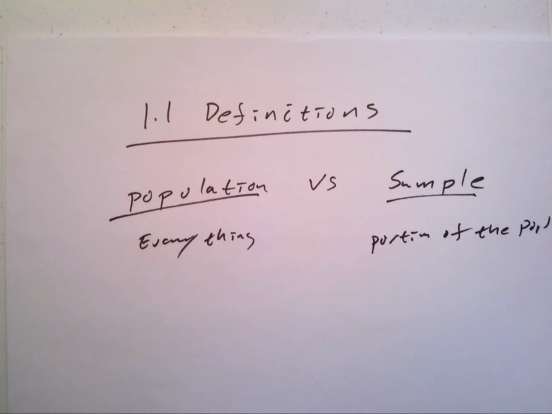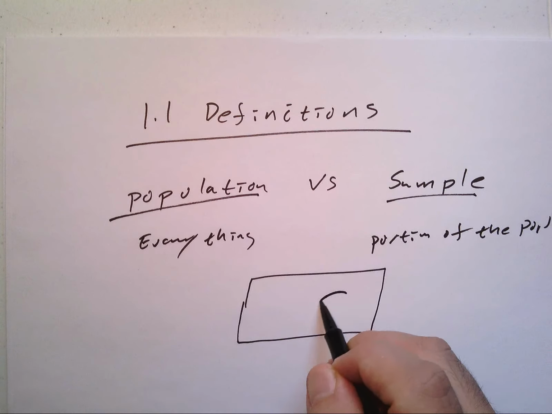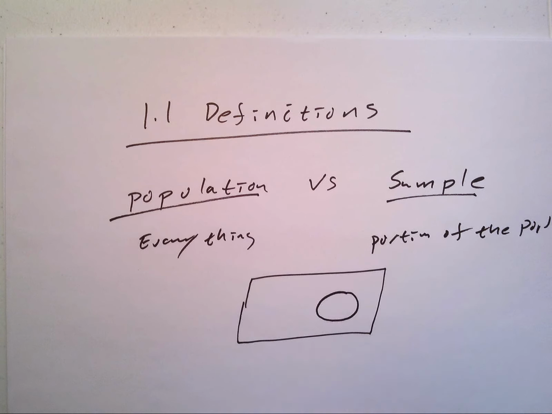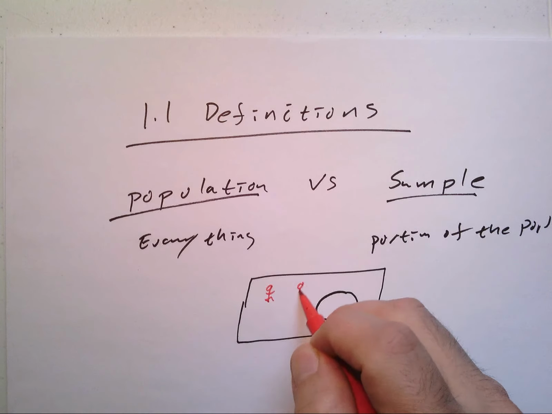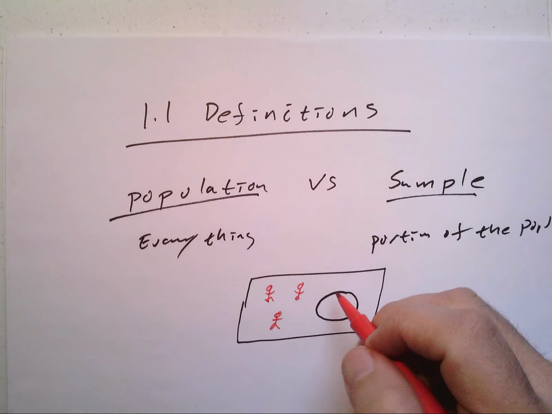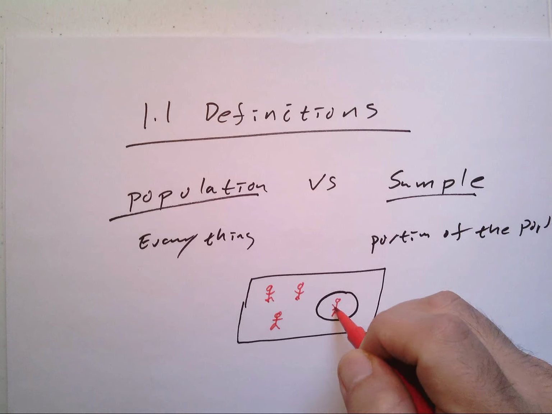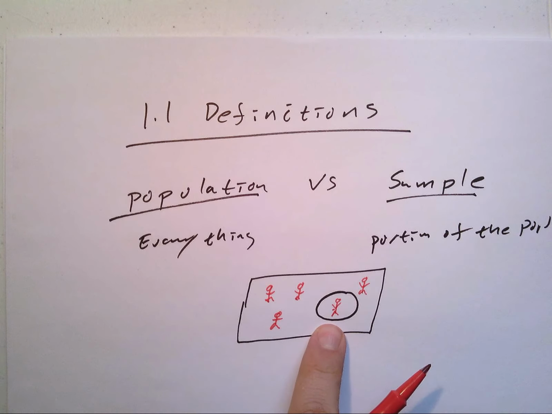So if you want to think about it visually, and they have a picture in the book, this would be the population, it would be everything, and then inside of the population, you would have your sample. So you can think of all humans as being your population, and they would be everywhere, everybody in the box, and then whomever is in there would be your sample, the one that you selected.